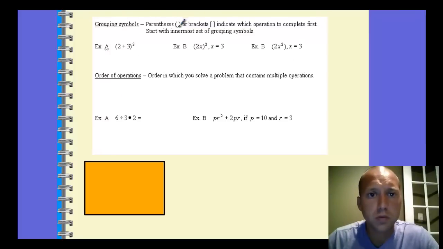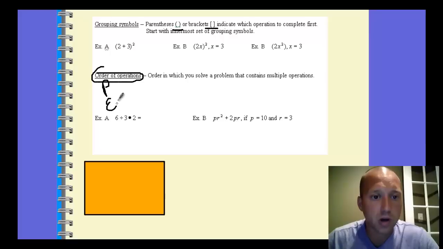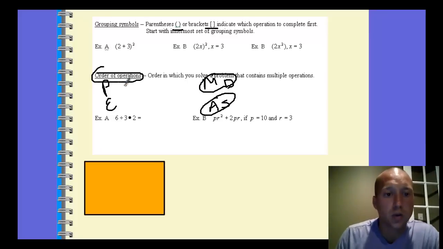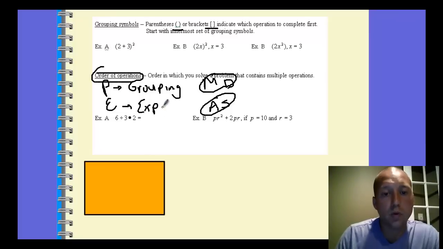Moving faster, we have grouping symbols, which are parentheses or brackets. Those are attached to order of operations. For the order of operations, we know that as PEMDAS. When we say PEMDAS, it tells me the order to do it in. But a lot of students think multiplication and division are 2 steps. Really, those are 1 step. Multiplication and division is 1 step. Addition and subtraction is a step. So we have parentheses, P, which is really any kind of grouping symbol. Then we have exponents. We have to do it in this order. If you don't, you will not get the correct value.